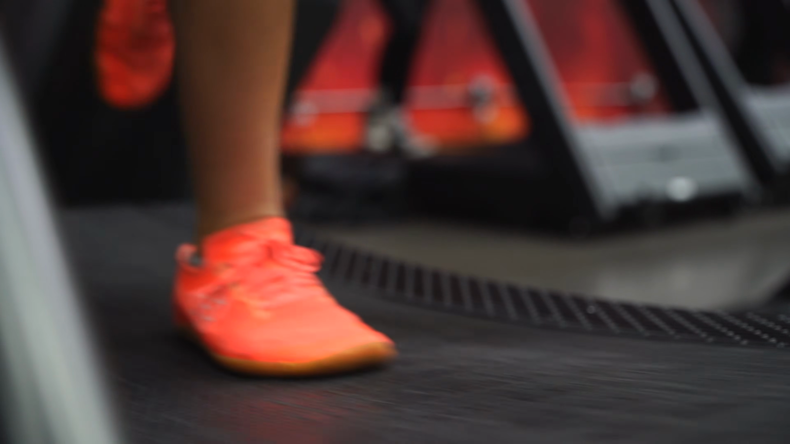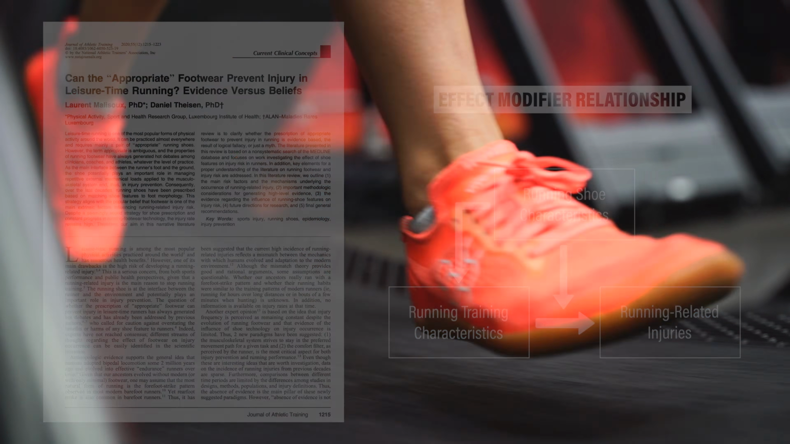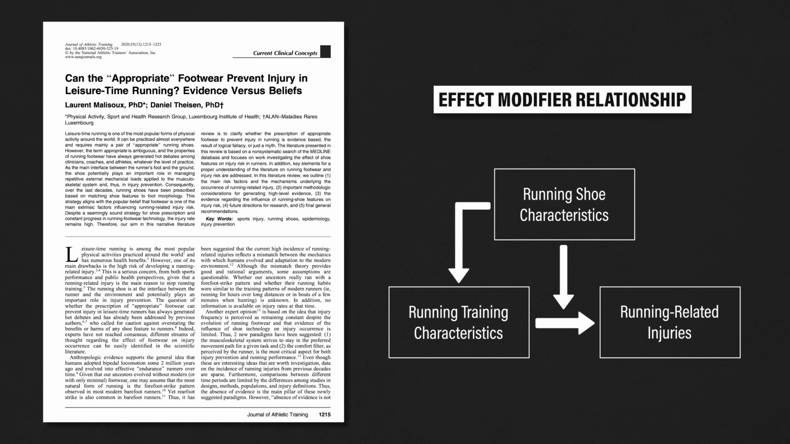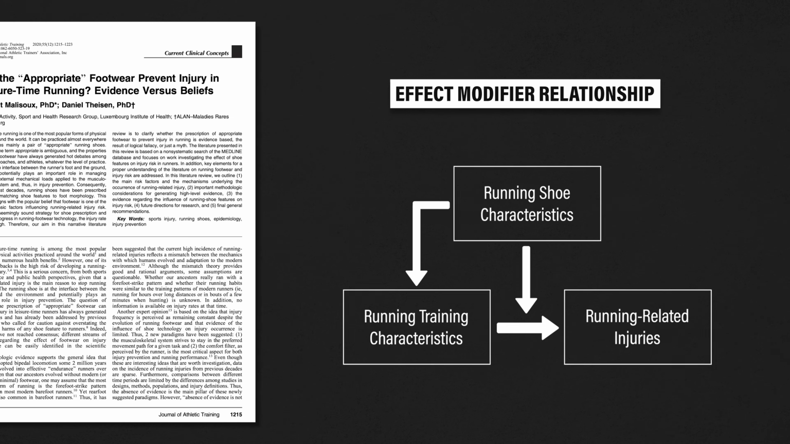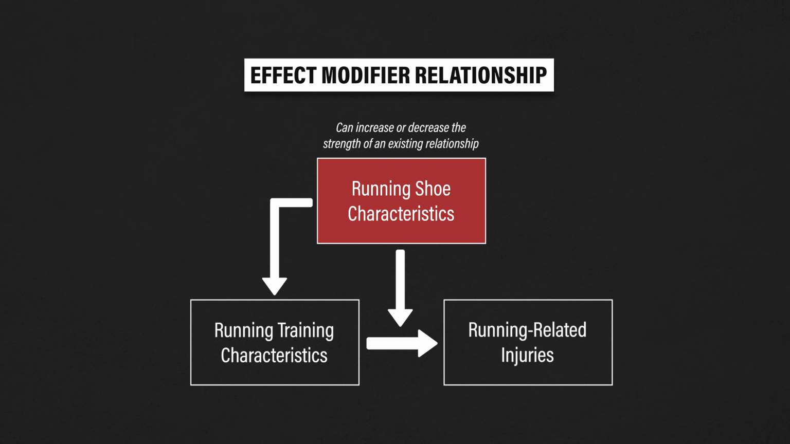Rather than thinking of running shoes as causative factors for injury, Malisoux et al. proposed an effect-modifier relationship. An effect modifier is a variable that can increase or decrease the strength of an existing relationship. In this case, it has been suggested that while the runner's training load is the largest contributor to causing a running injury, running shoes can increase or decrease the amount of training needed to sustain said injury.